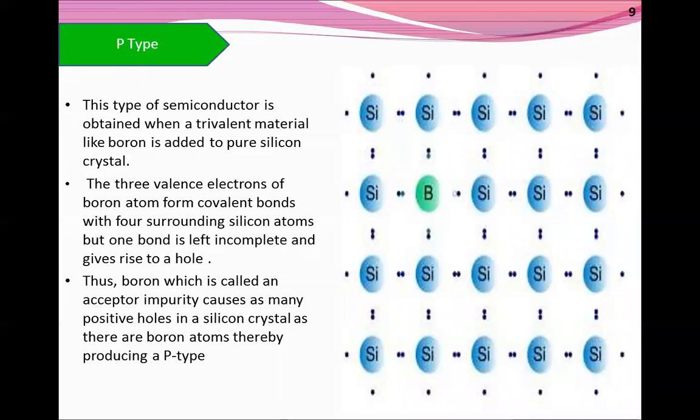Next, P-type material. This type of semiconductor is obtained when a trivalent material like boron is added to pure silicon crystal. The three valence electrons of the boron atom form covalent bonds with the four surrounding silicon atoms, but one bond is left incomplete and gives rise to a hole. Thus, boron, which is called an acceptor impurity, causes as many positive holes in a silicon crystal as there are boron atoms, thereby producing a P-type material.